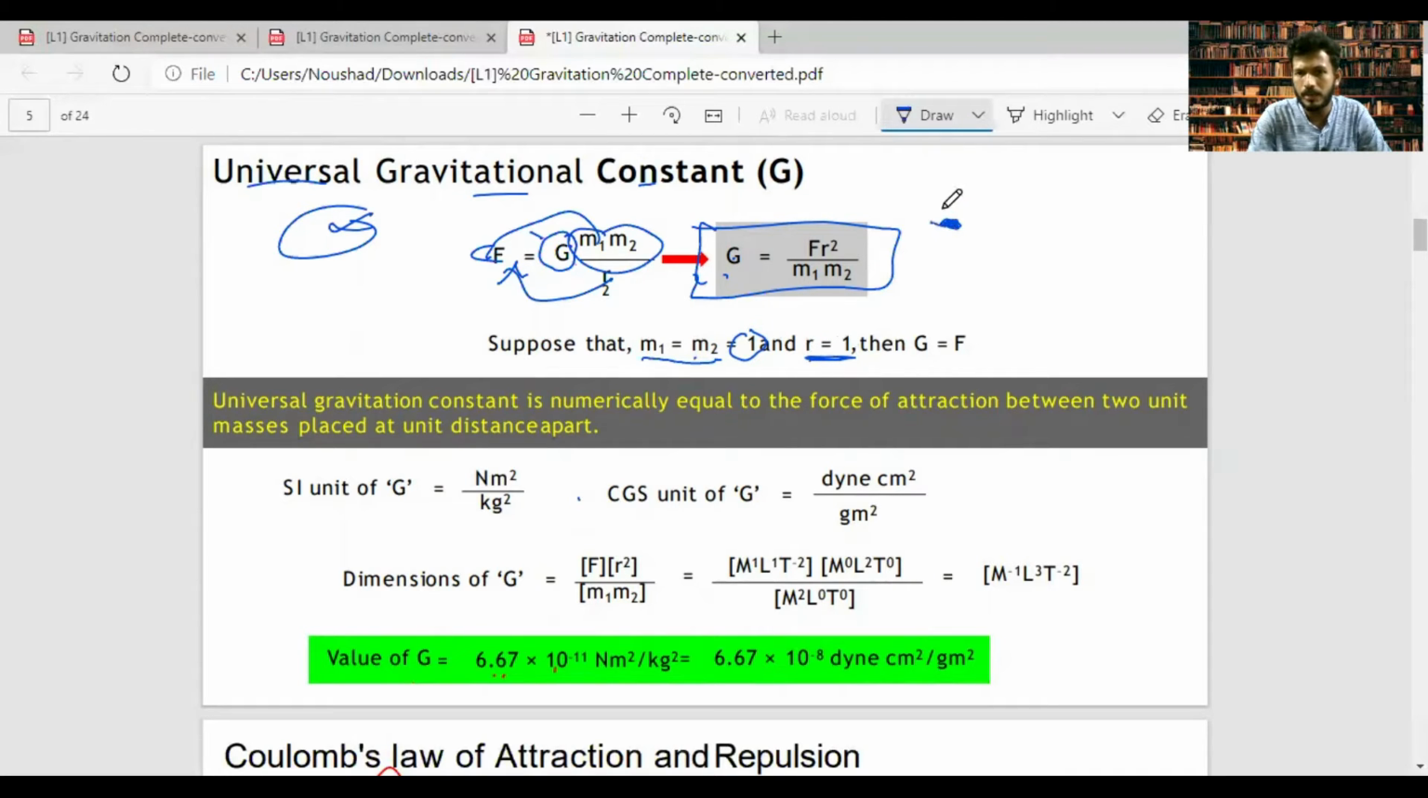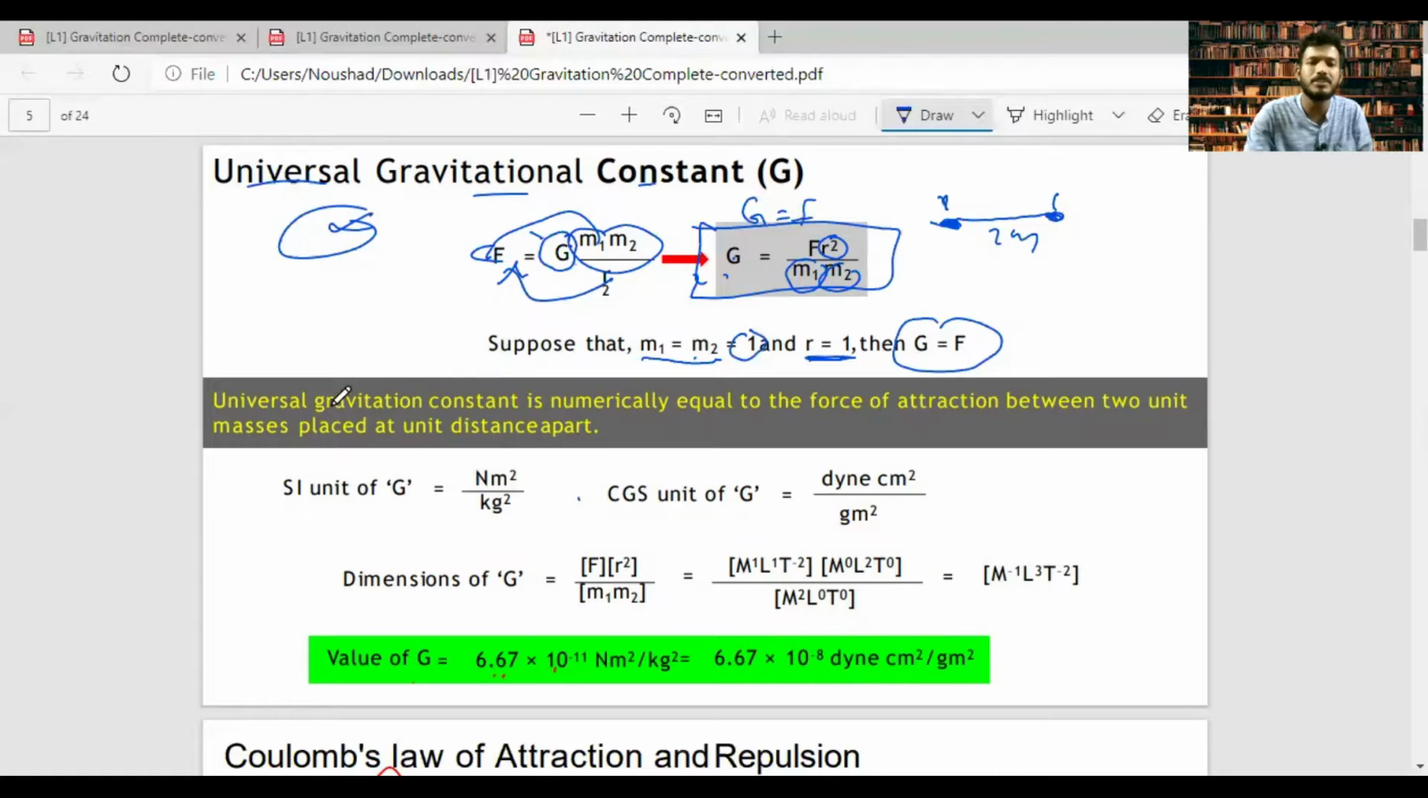Two bodies having mass 1 kilogram are separated by a distance of 1 meter. Then G is equal to F, because r square is 1, r is 1, m1 is 1, m2 is 1. So their product is 1. So G equals F.